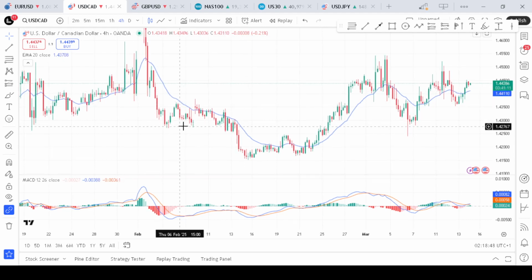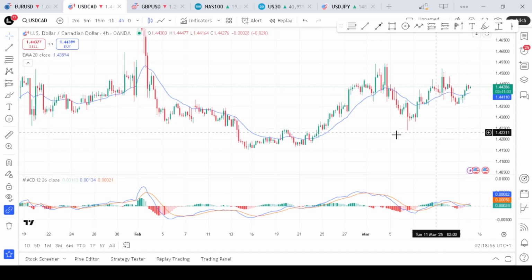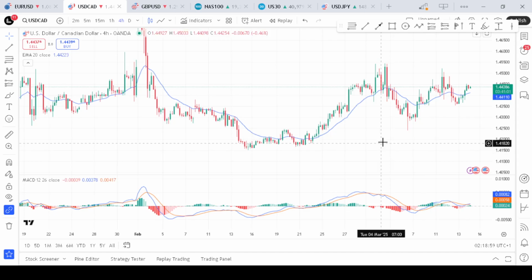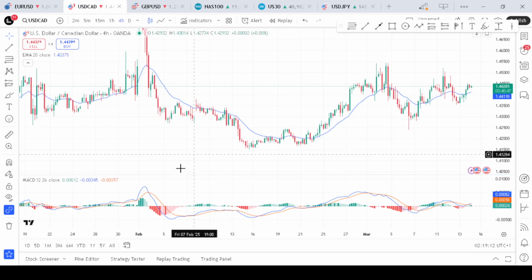By using them together, you can potentially get early signals from leading indicators while using lagging indicators for confirmation. Remember, successful trading isn't about finding a single perfect indicator, but rather about understanding how different tools work together to provide a cohesive view of the market.